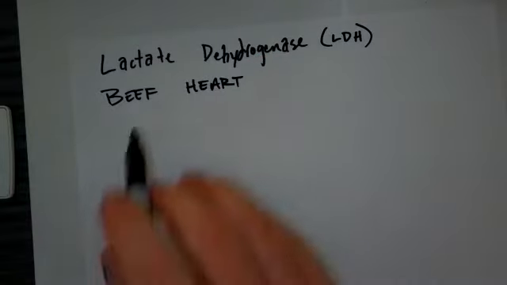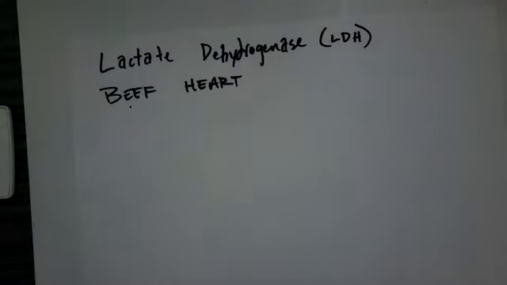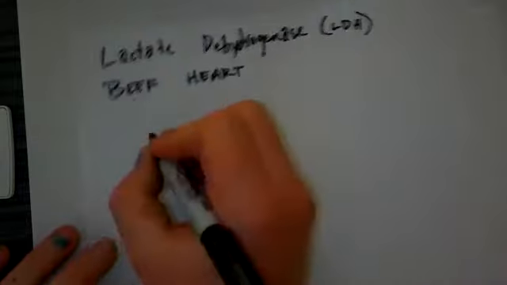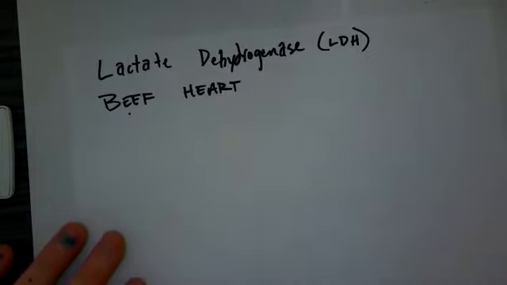And when we purify it from beef heart, our purification scheme is going to be, well, we're going to blend it up in a blender. We're going to separate a soluble fraction from an insoluble fraction. We're going to run that soluble fraction over some columns for separation through column chromatography. And that's what it's going to consist of. We'll get into that more later on.